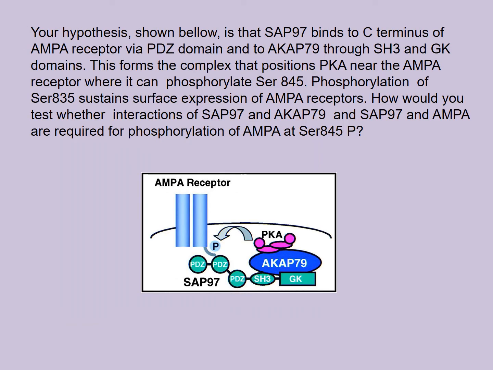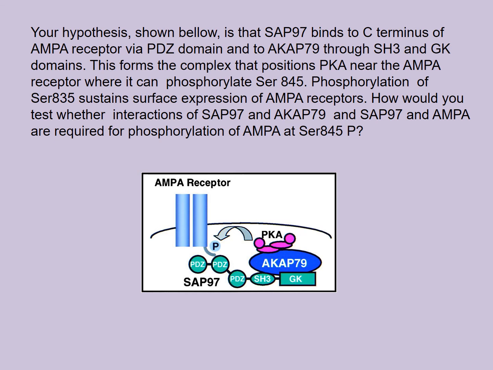So this is a problem I want you to think about at home. You have a hypothesis, which is shown below, that this adapter protein called SAP97 will bind to the C-terminus of the AMPA receptor via the PDZ domain. And it's going to bind to AKAP79 through the SH3 domain and GK domain. So these are different protein domains. You don't need to know exactly what they do, but those are the domains through which SAP97 binds either to AMPA receptors or through AKAP79. This binding will form a complex or scaffold that positions PKA, which binds AKAP79, near the AMPA receptor, where it can phosphorylate at the A45 and allow it to stay in the membrane.